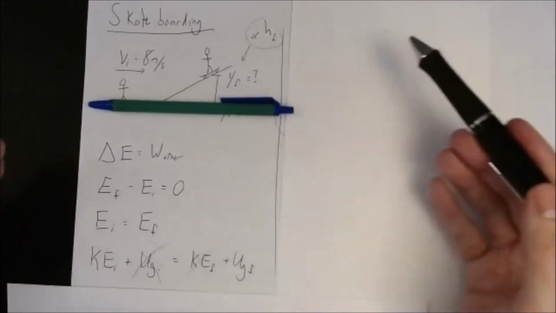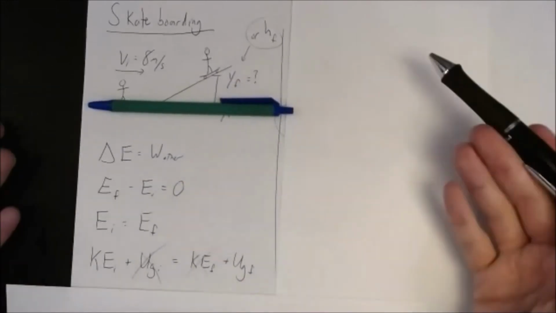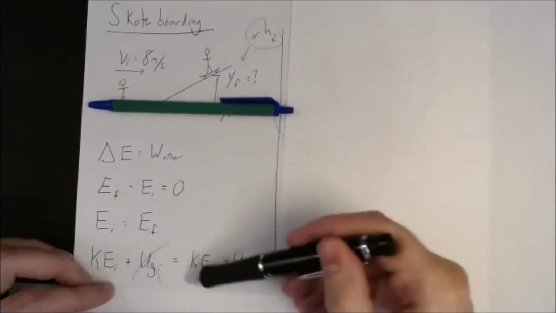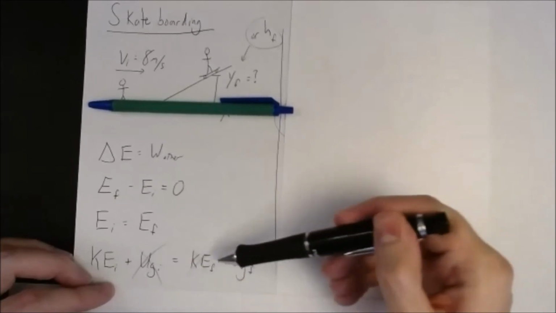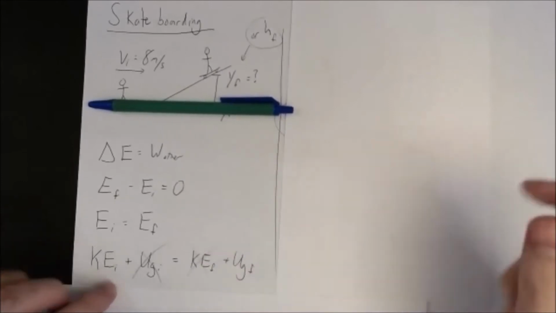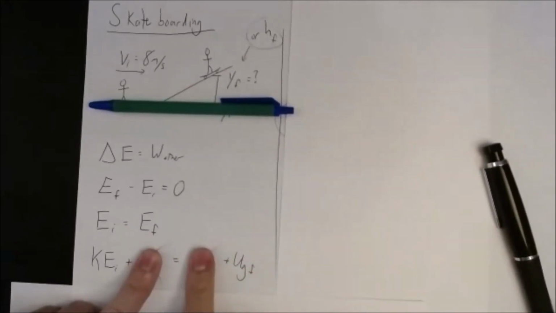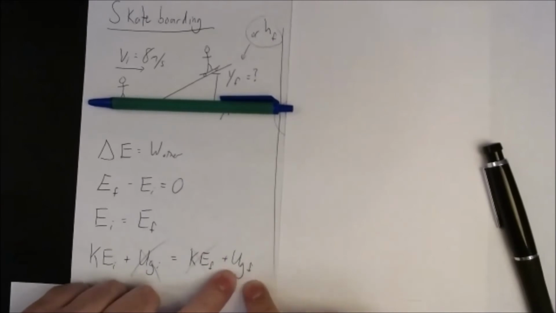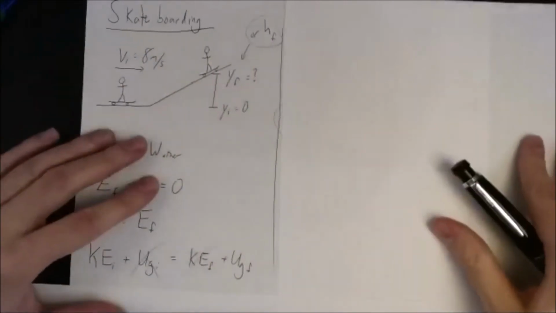Well, when she's done going up the ramp, she stops. And when she stops, her kinetic energy is 0. So kinetic energy final must be 0. And so I've eliminated both of these terms right there, which simplifies things a bit. I've got kinetic energy initial is equal to gravitational potential energy final.